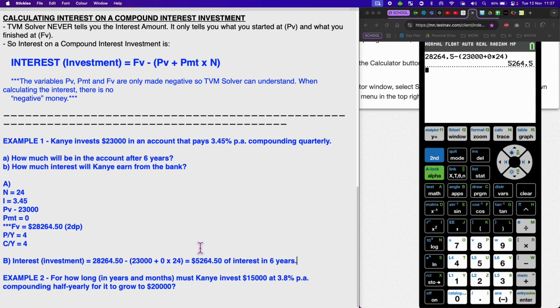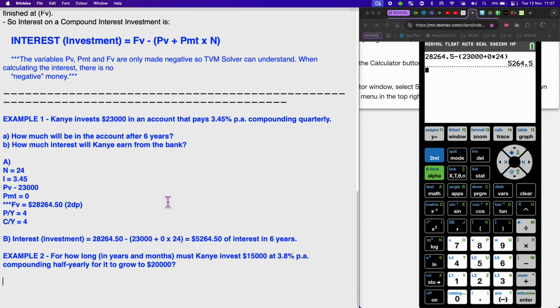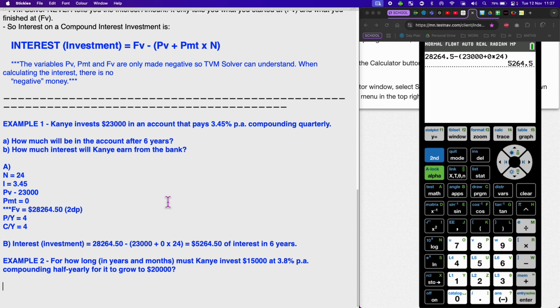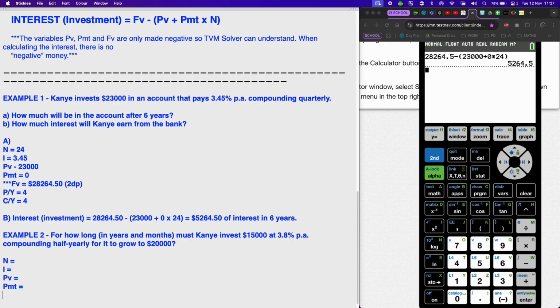That's the first example. I'd like to give a second example, and then I'll finally shut my mouth. If you do have the example, have a think about how we would solve this one. We're trying to work out how long Kanye would need to put away 15 grand to make it grow up to $20,000. What would I put into TVM Solver to answer that question? So what you'll notice is that when you start getting the hang of this way of working out, you'll straight away put in the TVM Solver variables.